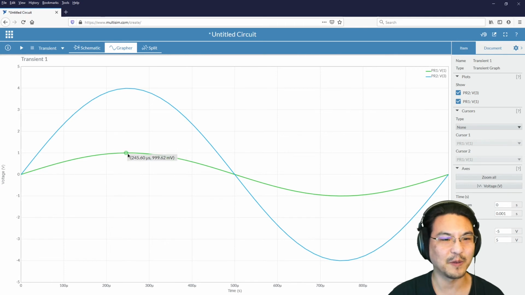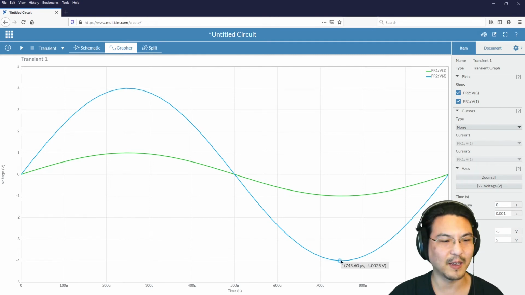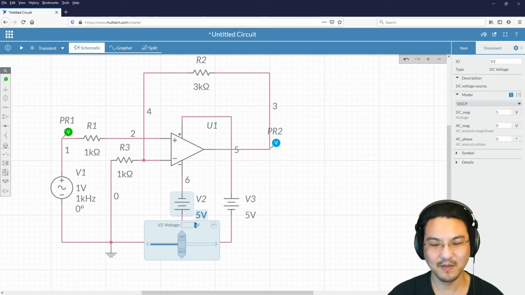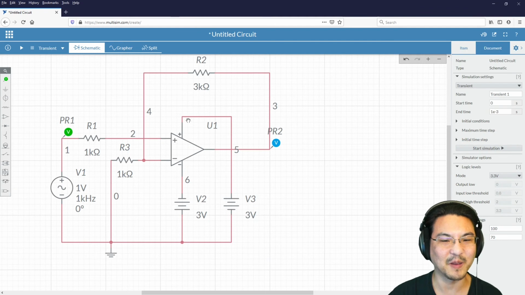So here, 1 volt input, 4 volt output, non-inverted. Negative 1 volt input, negative 4 volt output. And that's only true because the output is not saturating. So let's say if I made the power supply voltage 3 and negative 3, then what would happen?